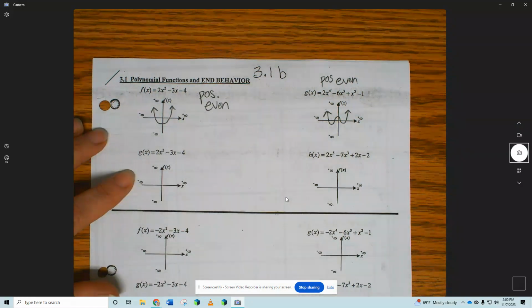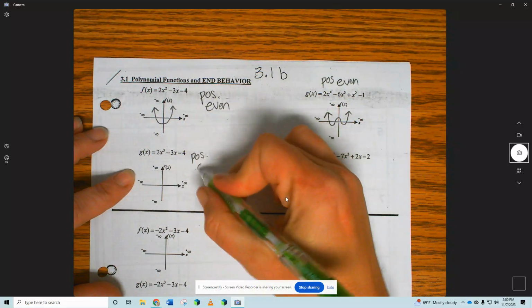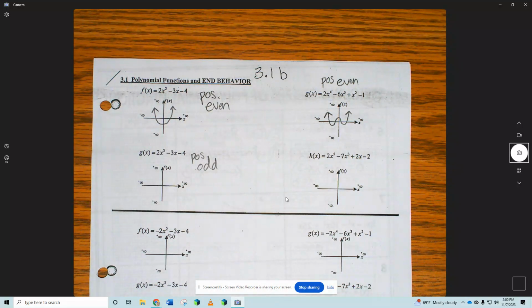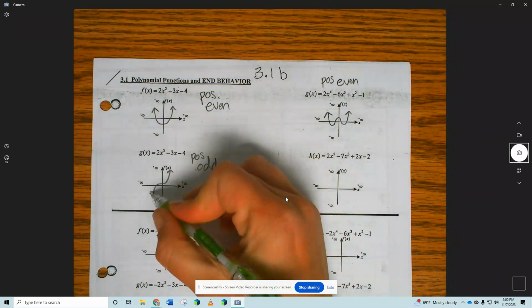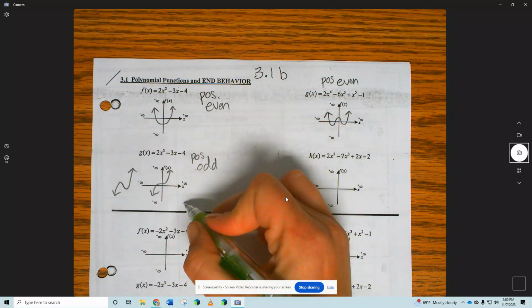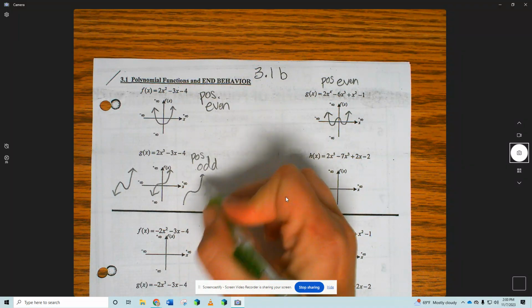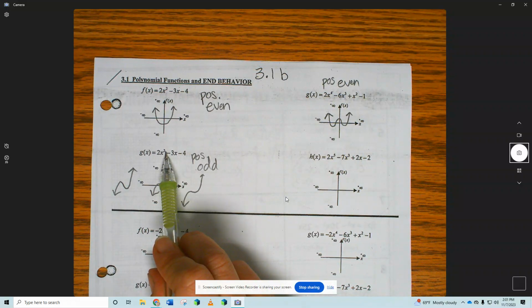The third one here. This is positive, odd. Look at the bottom of your paper. It's also right here. Looks like this. Positive odd. So maybe it could be like that, it could be like this. Could there be a bunch of wiggles? It could be a bunch of wiggles if it's a fifth exponent, to the seventh power, to the ninth power. The bigger the number, the more wiggles, movement, turning points.